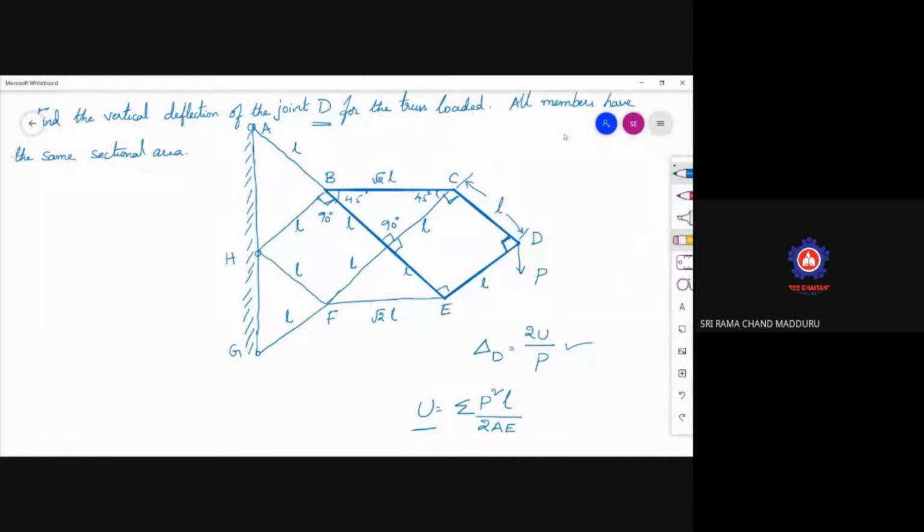Practice it. I'm giving you the answer. Here the deflection at D, upon simplification, the value is 2 into 4 plus 2, or you can write that as 1.414, that is 2 into 5.414. Whatever it may be, the answer is this one: Delta D is 2 into 4 plus 2 into PL by 8.